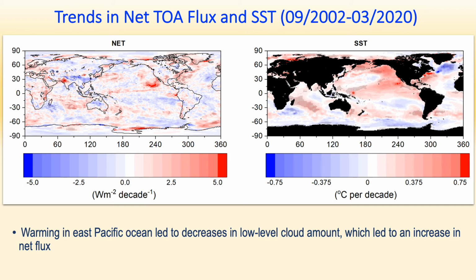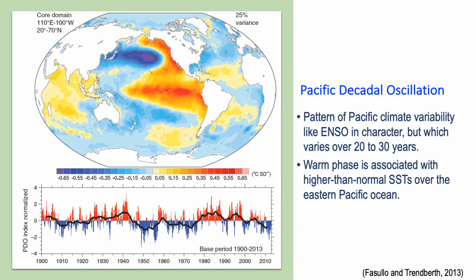And this pattern here is a very classic pattern. It's a signature of a positive phase of something called the Pacific Decadal Oscillation, which I'll explain here. So the PDO is ENSO-like climate variability, but it happens over much longer time scales, about 20 to 30 years. The warm phase is associated with higher than normal temperatures over the Eastern Pacific, which is shown here, which looks a lot like the slide I just showed in terms of the SSTs.